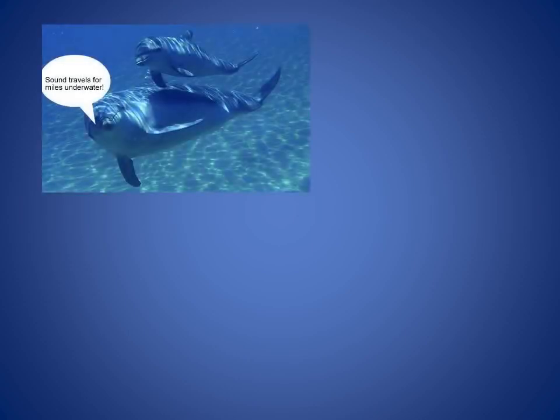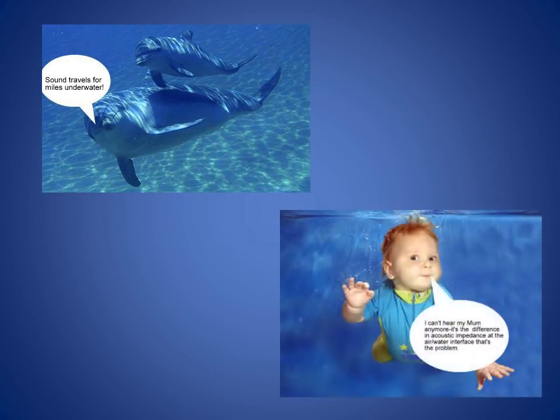To illustrate the concept further, consider that marine mammals can communicate over long distances through water when no interface is present. However, a submerged swimmer is largely isolated from noises above the water surface due to reflection of sound at the air-water interface.